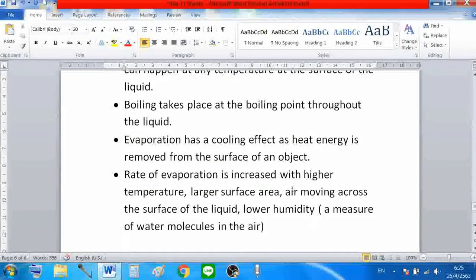The rate of evaporation, or evaporation in terms of time, is increased with higher temperature. So evaporation happens faster at higher temperatures. Evaporation happens faster if we have a large surface area. A bowl filled with water evaporates faster than a cup filled with water because of the larger surface area. Evaporation happens faster if there's air moving across the surface of the liquid. If there's a breeze, or if you have a fan pointed at you or across the surface of the liquid, it will evaporate faster.